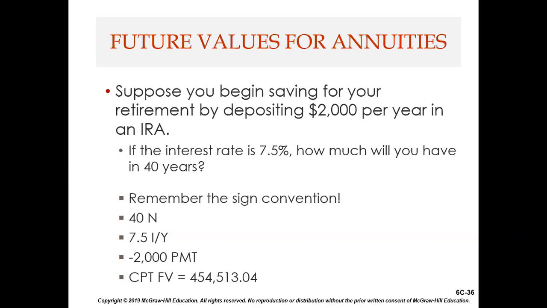Your N is 40. Your I is 7.5. Your PV is 0 because it has nothing to do with present value. The PMT will be 2,000. Make sure your PMT word is end, because we want to make sure the payments are happening at the end of each year. Future value then would be solved for. So arrow your cursor up to the future value, alpha, enter, and you get $454,513.04.